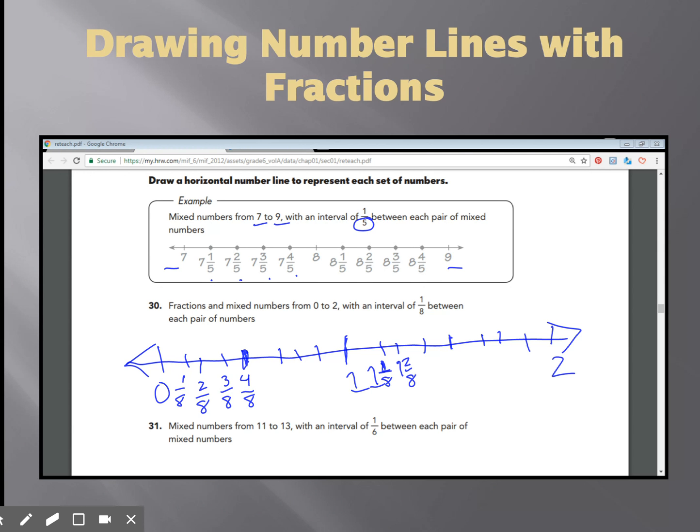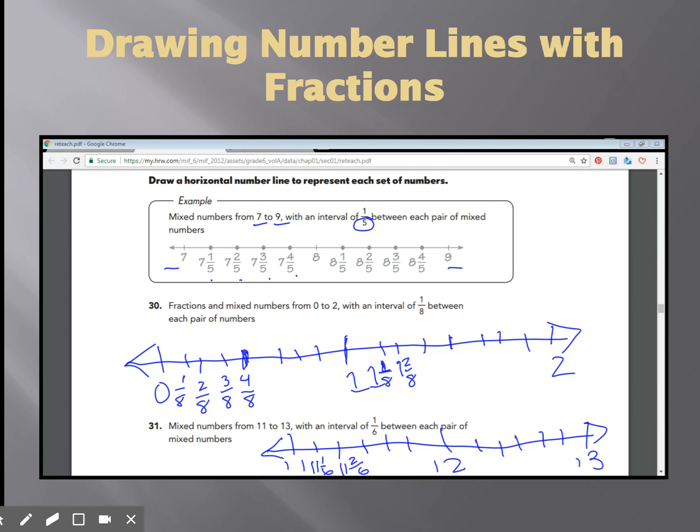Number 31, mixed numbers between 11 and 13. Again, it's important that when you're breaking it up into 6, you start at 11 here, 13. Make sure you know what's in the middle is 12. 1, 2, 3, 4, 5 lines for 6 spaces. So remember your whole number in front. 11 and 1/6, 11 and 2/6.